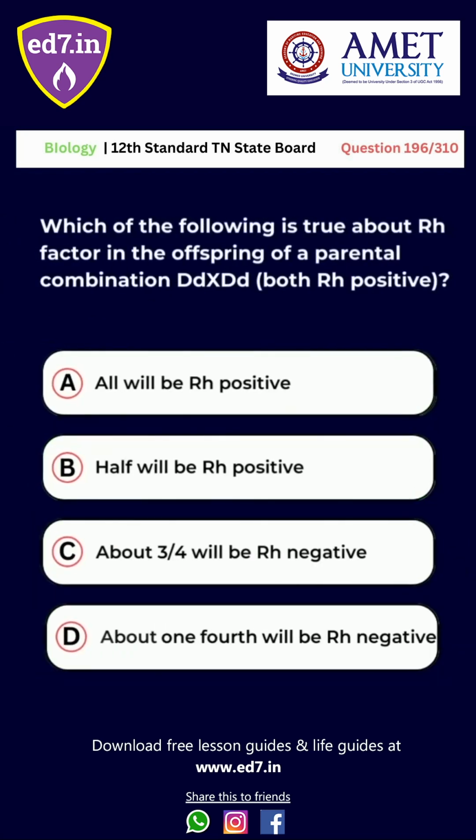Question number 196. Which of the following is true about Rh factor in the offspring of parental combination capital D small d into capital D small d, both Rh positive? Option A, all will be Rh positive. B, half will be Rh positive. C, about 3 by 4 will be Rh negative. D, about 1/4 will be Rh negative. And the right answer for this question is option D, about 1/4 will be Rh negative.